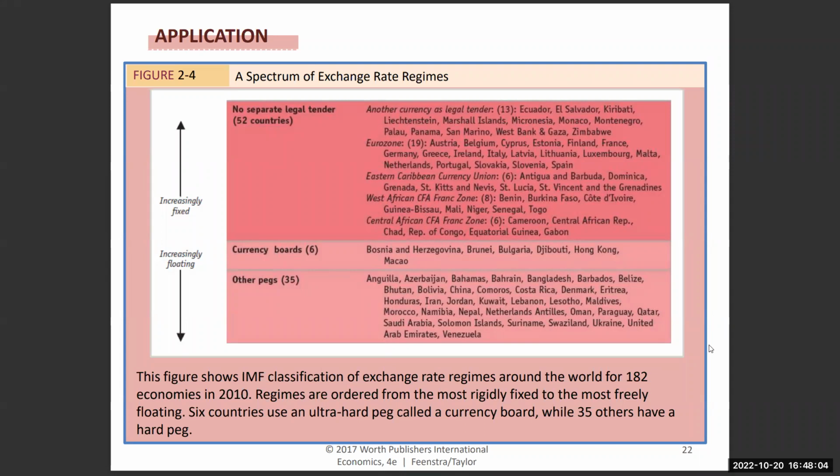Okay, then we have 6 currency boards, which is Hong Kong. This is, I think, the most important country in here, due to the fact that it contains 3% of world trade, and this is a very, very small country. Okay, then we have the other pegs, which means, for example, China is in here, Costa Rica, Denmark. Denmark is also with the fixing against the euro, and so on and so on.